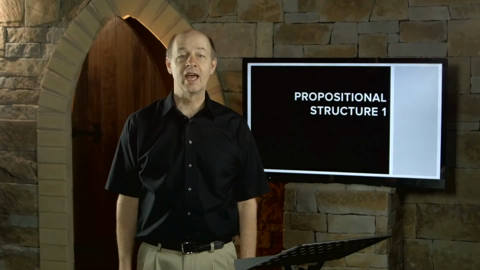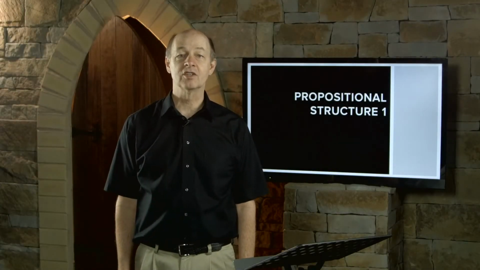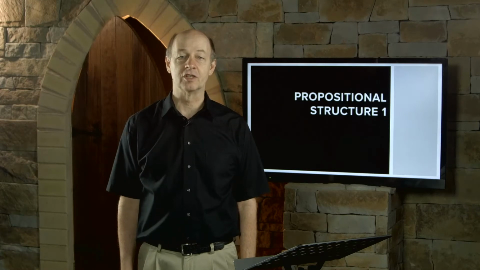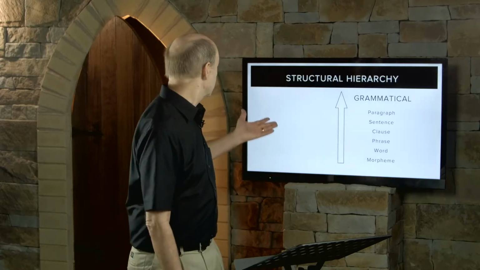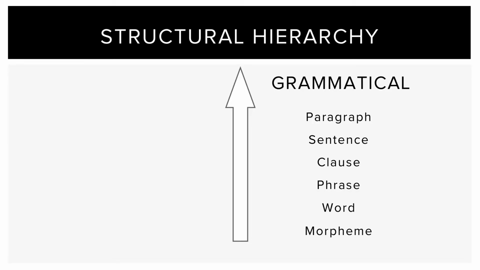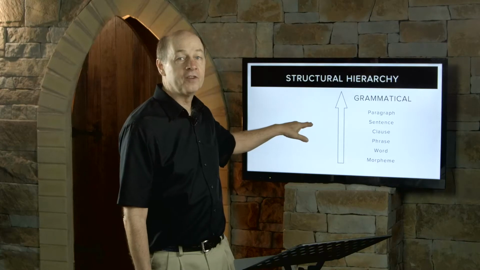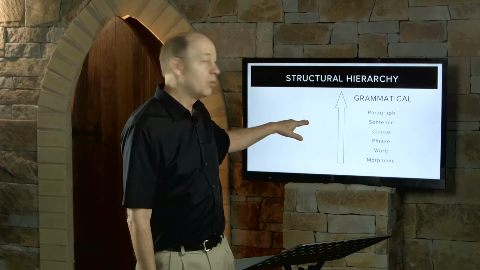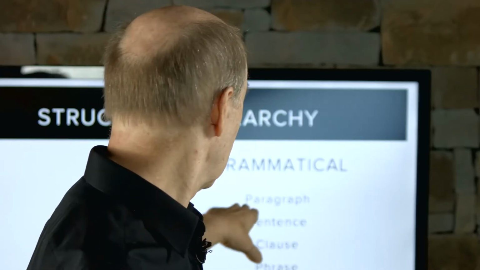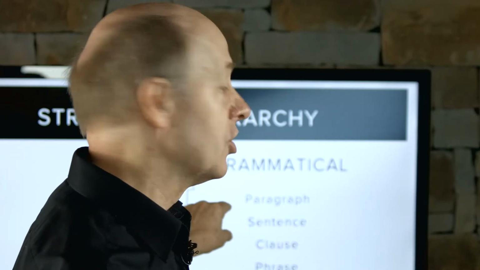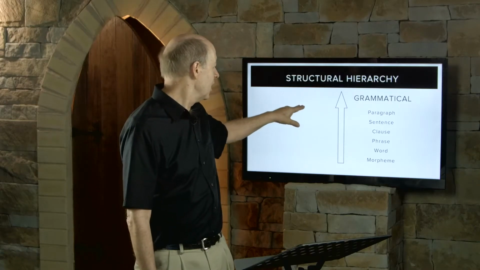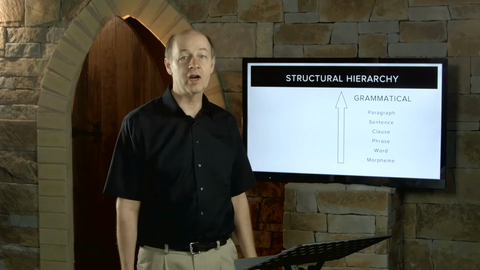In this tutorial and the next, we will examine the basic structure of semantic propositions. We've already talked about the structural hierarchy on the grammatical side. The very smallest unit of grammar is the morpheme. Morphemes often join together to form words, which join together to form phrases and clauses. Phrases and clauses join together to form sentences, and sentences join together to form paragraphs.